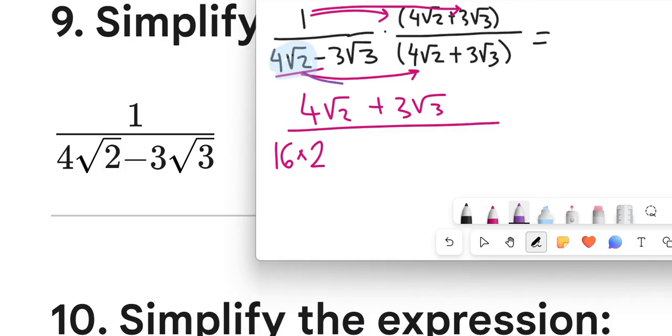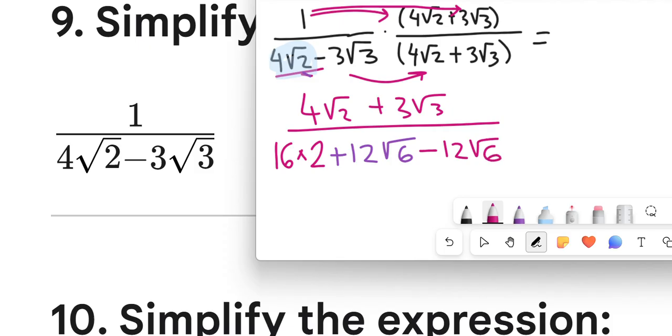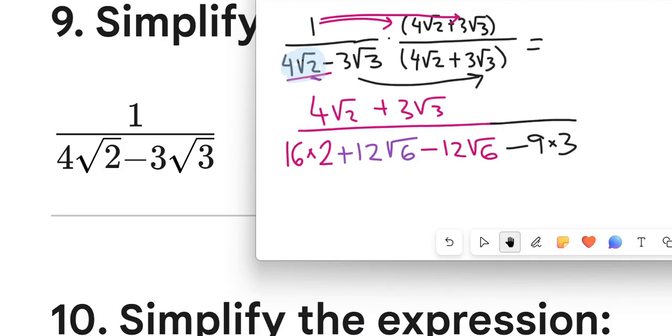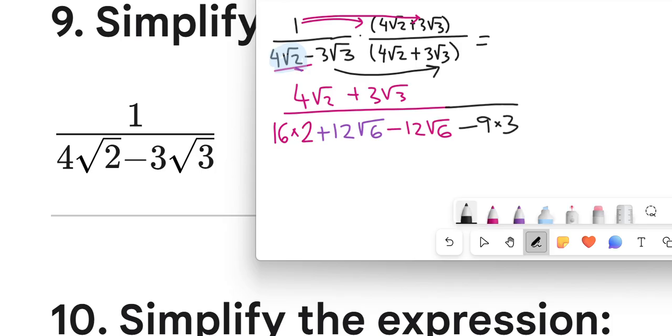Now second step, this one multiplied by this one. 4 multiplied by 3 is 12. Radical 2 by radical 3 is radical 6. Right? Now we multiply the second one. So 3 radical 3 multiplied by 4 radical 2 is 12 radical 6. And finally, 3 radical 3 multiplied by 3 radical 3 is 3 times 3, 9. Radical 3 multiplied by radical 3 is 3. Alright, so something that difficult will actually be something easy.